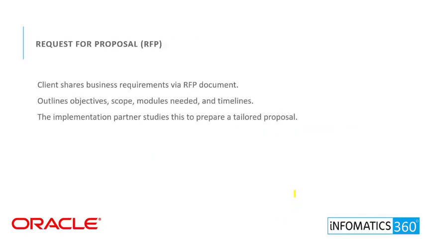So it starts from a request for proposal. Every implementation starts with a document called a request for proposal, RFP. The client prepares this document to explain their business needs: what modules they want, what their expectations and timelines are, and what the scope is. As an implementation partner, we need to study this very carefully and prepare a solution that suits the requirement, right?